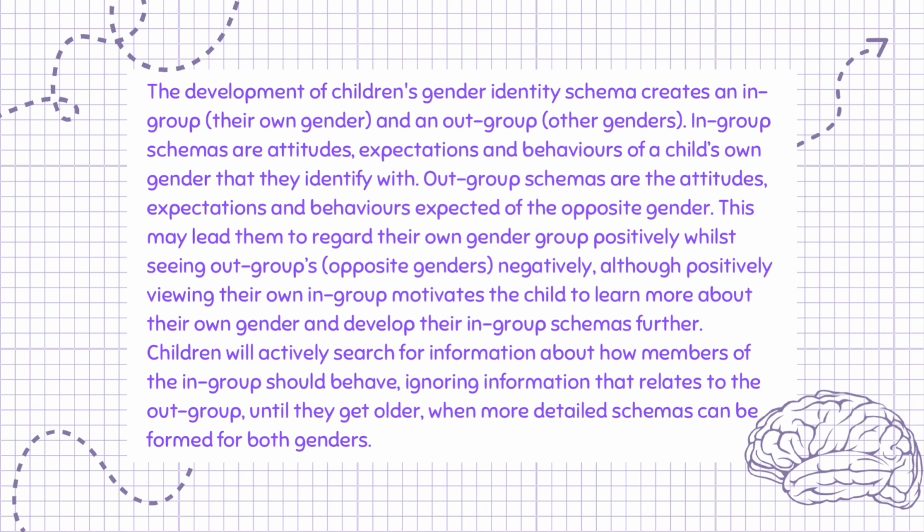Children will actively search for information about how members of the in-group should behave, ignoring information that relates to the out-group, until they get older, when more detailed schemas can be formed for both genders.